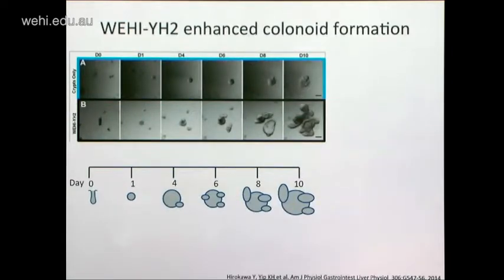We found that with the support of WEHI cells, the crypt would grow into colonosphere and colonoid with buds, compared to the crypt-only culture, where only small colonospheres were found. And in this culture, not all the colonospheres would start to form colonoids, but some of them would just stay as a colonosphere.